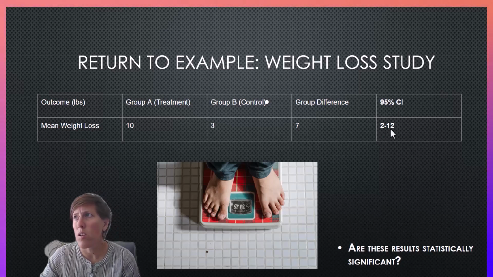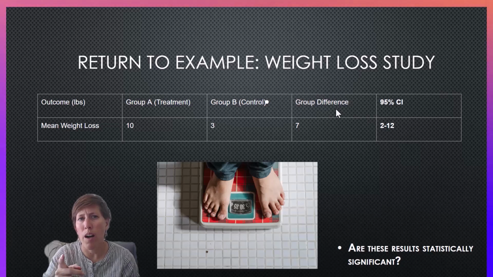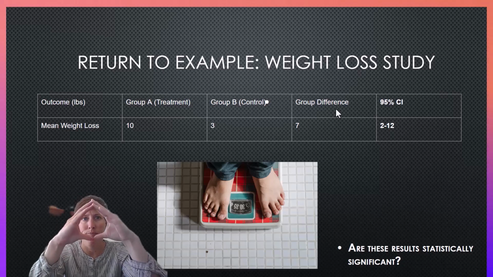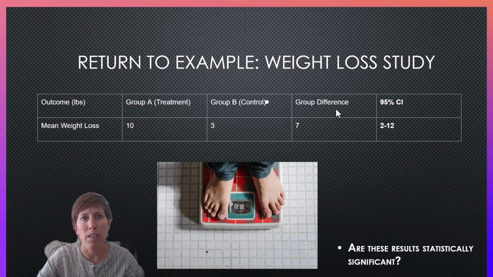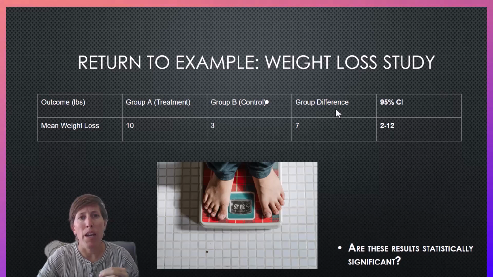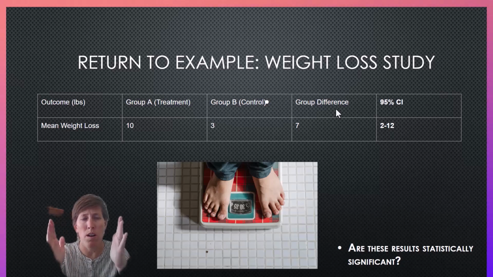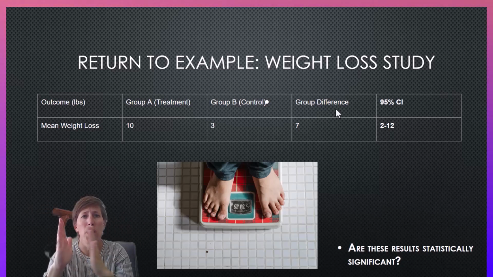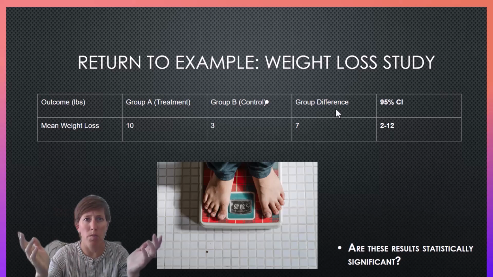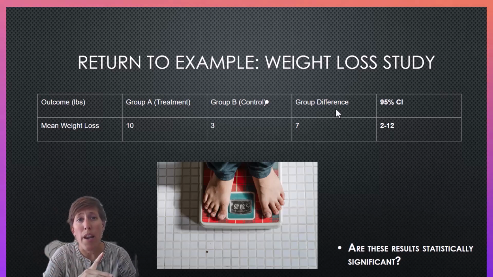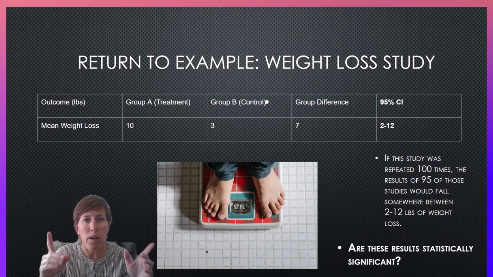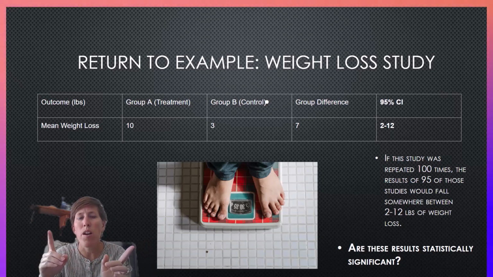Our results are represented in a difference, in a subtraction. What's our value of no effect in subtraction? The same number minus the same number, 0. So we're asking ourselves, in the CI 2 to 12, is 0 included in that range of numbers? No. Because 0 is not included, the value of no effect is not included in our range.